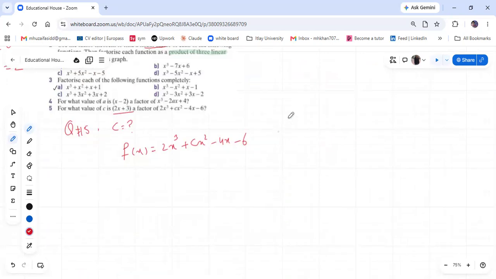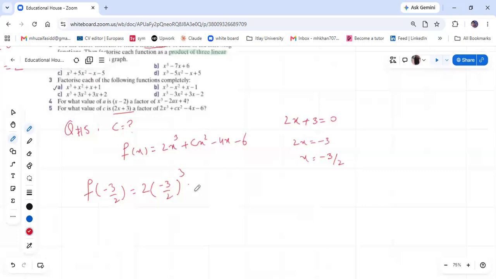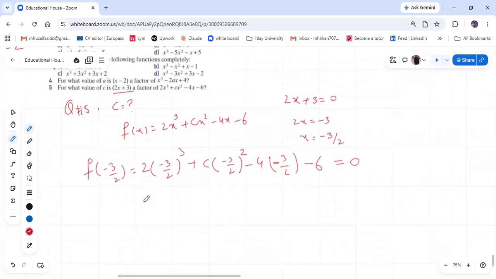Look at it here. 2x + 3 = 0. So 2x = −3, so x = −3/2. And we set f(−3/2) = 2(−3/2)³ + c(−3/2)² − 4(−3/2) − 6. Here we set it equal to 0 using the factor theorem.